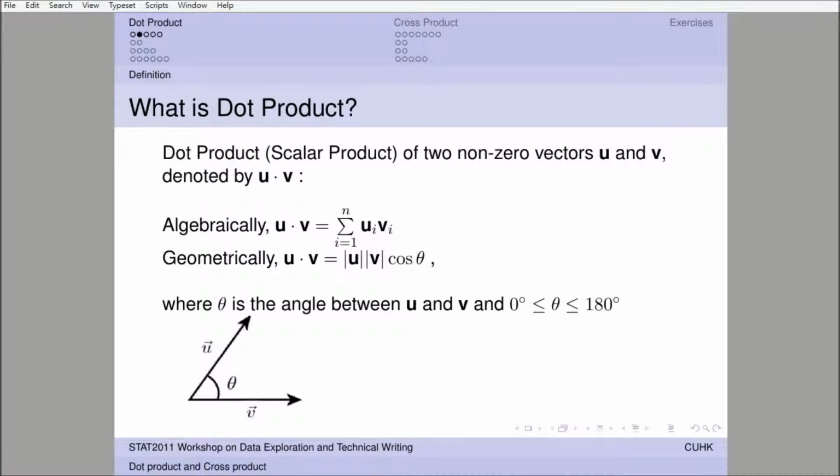For two non-zero vectors u and v, and theta is the angle between them. The dot product or scalar product of u and v, which is denoted by u dot v, is defined in two ways. Algebraically, it is the summation of all ui and vi, while geometrically, it is the product of the magnitudes of u and v and cosine theta.